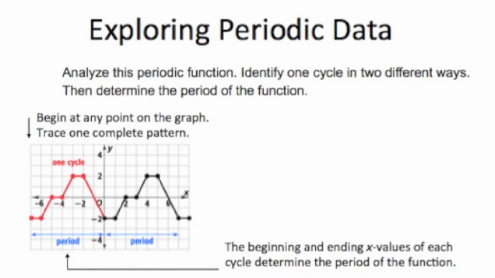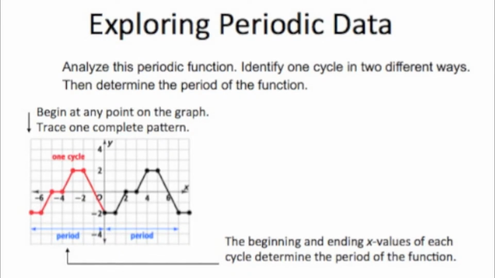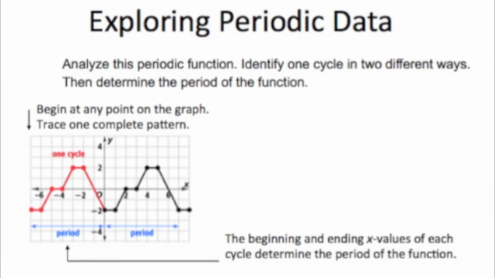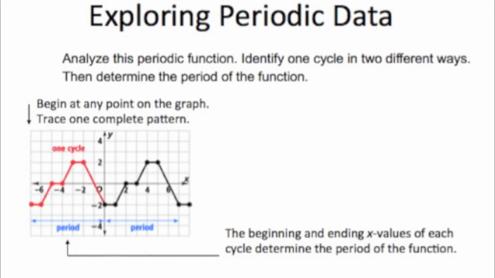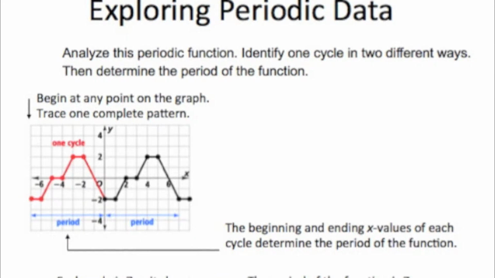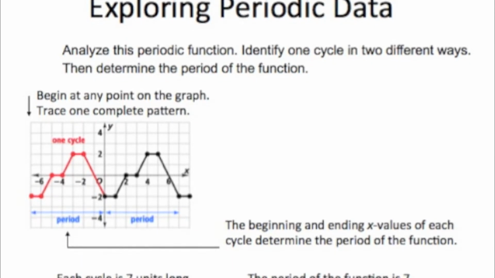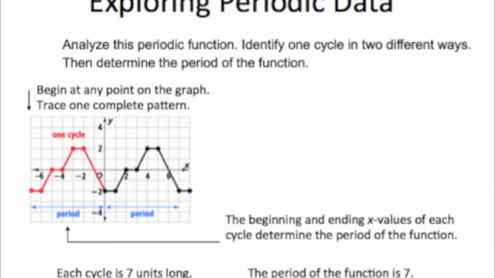So when you're exploring periodic data, you can analyze this periodic function or this cycle in 2 different ways, and then you can determine the period of the function. So you begin at any point on the graph and you trace one complete pattern. You can see in the red line that's one cycle. The beginning and ending x values of each cycle determine the period of the function. So each cycle is 7 units long and the period of the function is 7.